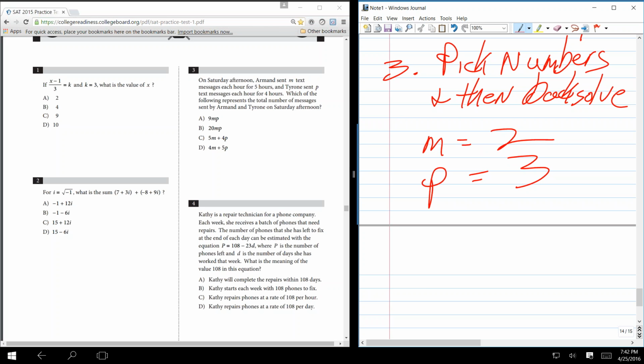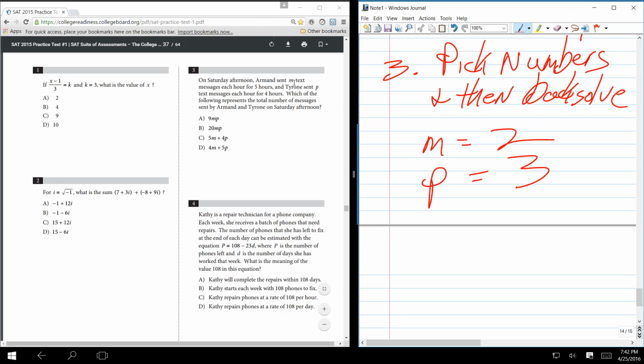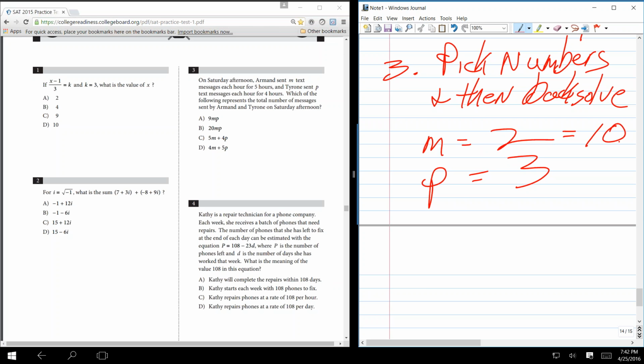Now we can actually go through the text. He sent 2 text messages each hour for 5 hours, so he sent a total of 10. And Tyrone sent 3 text messages each hour for 4 hours, so he sent a total of 12. So the total is 22. We know that. We can work that out. Okay. So now we go through, now we back solve.